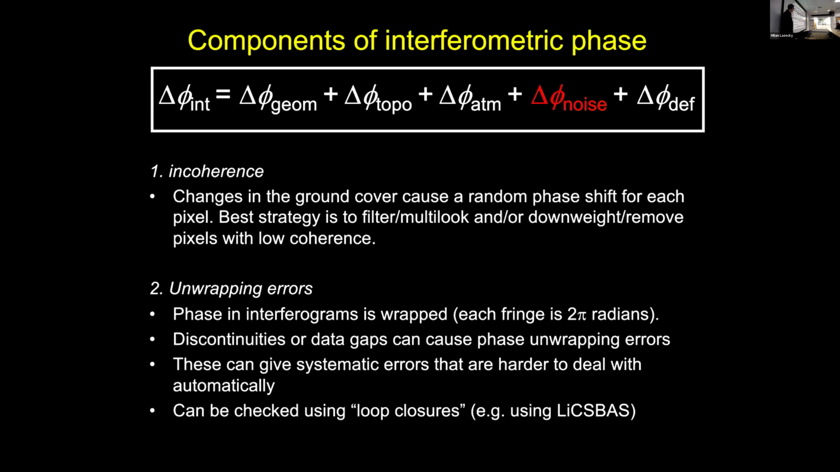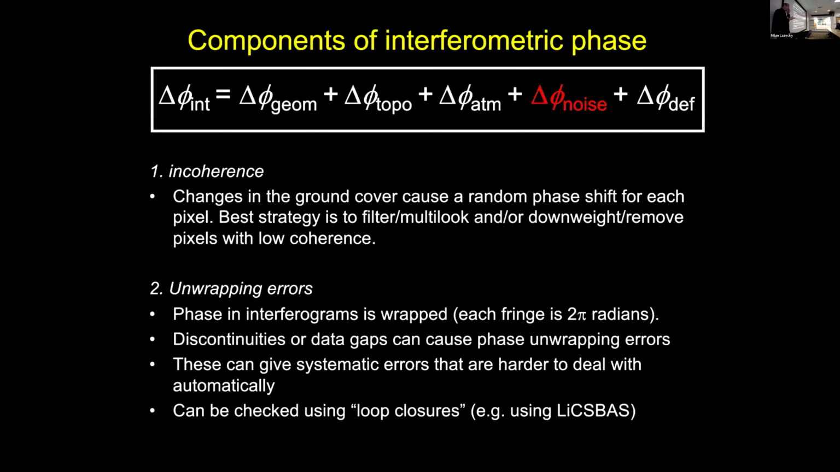This matters because sometimes this causes what's called unwrapping errors. So the phase, we've talked about that phase being cyclical. So we were manually earlier on counting the number of fringes for those earthquakes. And that's fine if you've got a nice clean, relatively simple signal. You can do that counting by hand, or the computer can do it pretty well. But discontinuities or data gaps can cause phase unwrapping errors. And this means the computer basically counts wrong. Okay, and that's a problem. They're hard to deal with automatically.